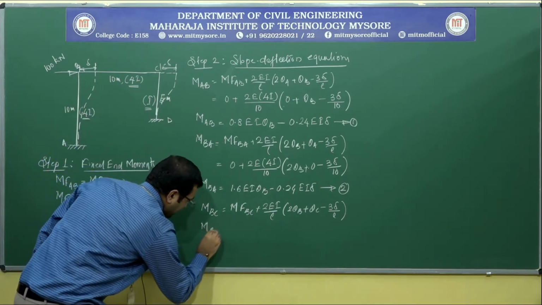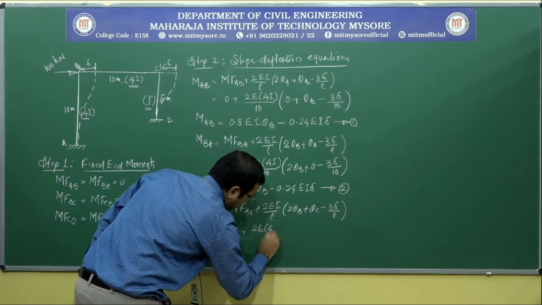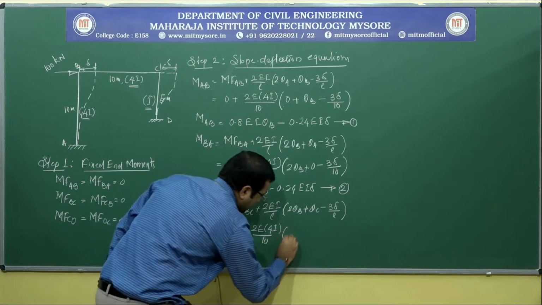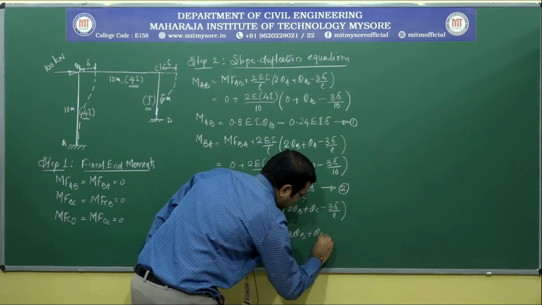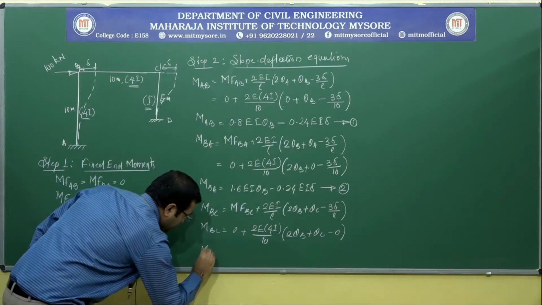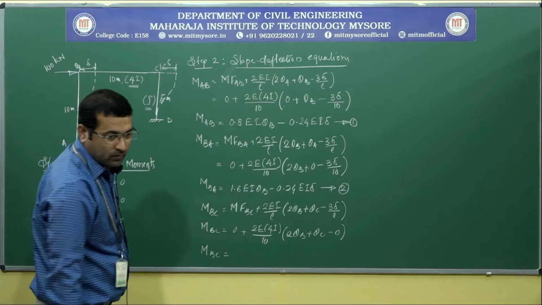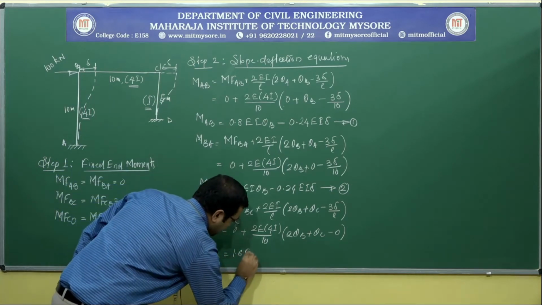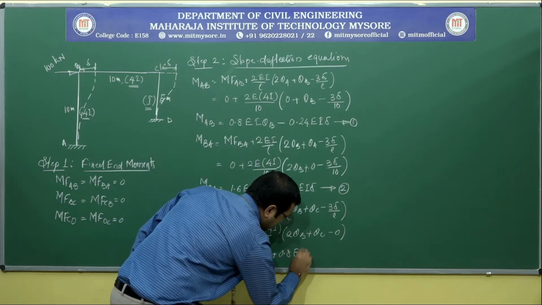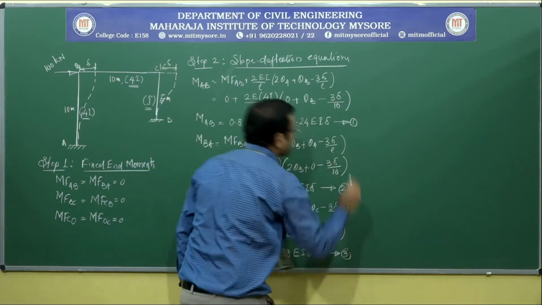So the delta value for member BC will remain 0. So here MBC is equal to MFBC is 0 plus 2E into I value is 4I divided by L is 10 meter into 2 theta B plus theta C minus 0. So here we will yield MBC is equal to 1.6 EI theta B plus 0.8 EI theta C. Let us call this equation number 3.